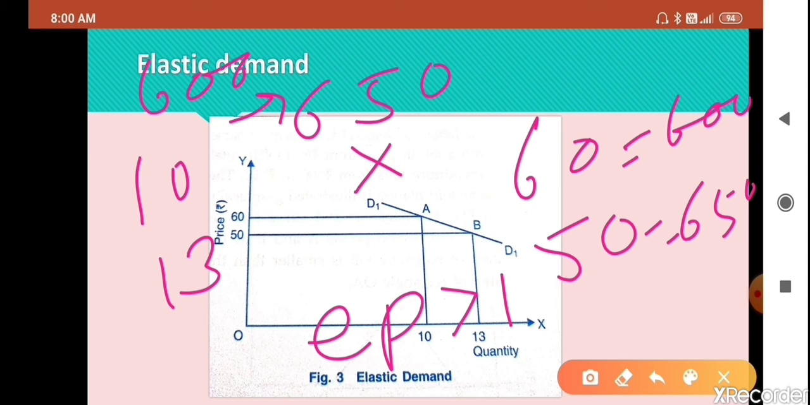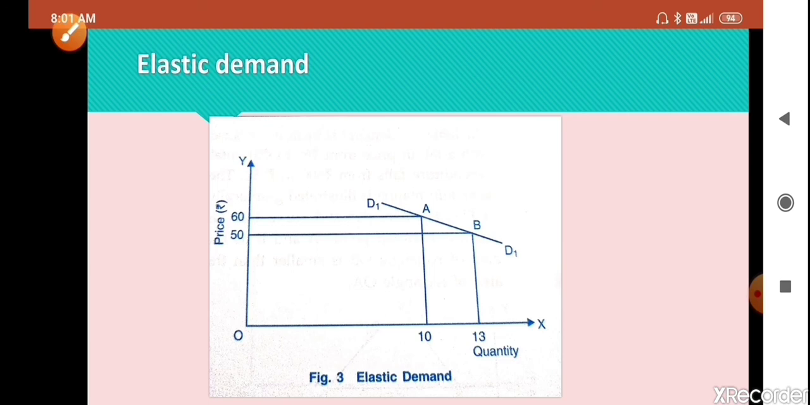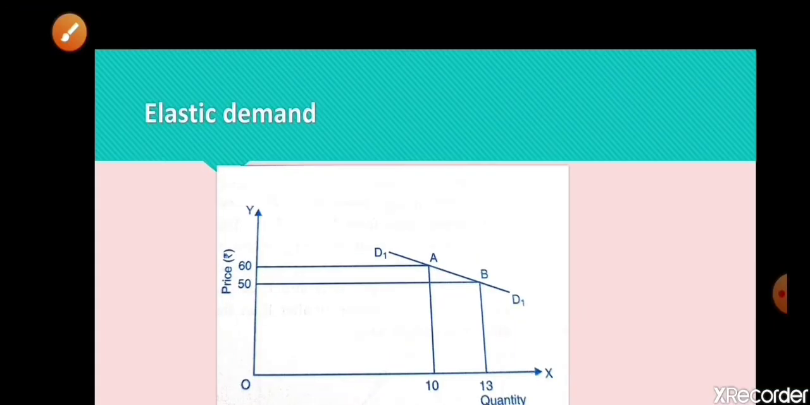So this is known as elastic demand, and we can calculate by the total expenditure method whether the demand is elastic, inelastic or unitary. So if the price of the commodity is falling and total expenditure is increasing, in that case price elasticity of demand is elastic. So I hope you understood this one. Now we are going to the next one.